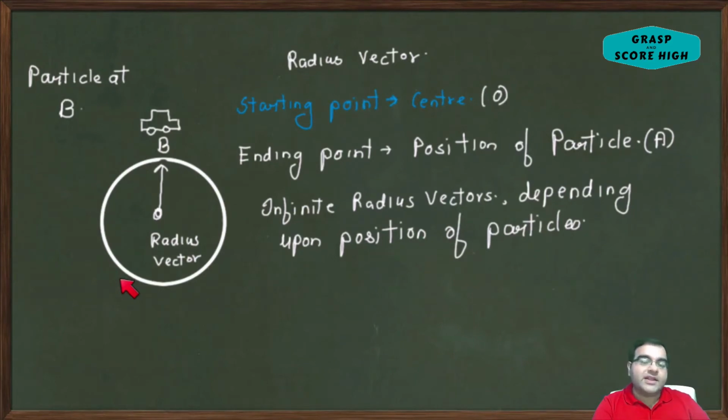Now we have studied one thing: a line is made up of an infinite number of points. Similarly, I can say this curve is also made up of an infinite number of points.